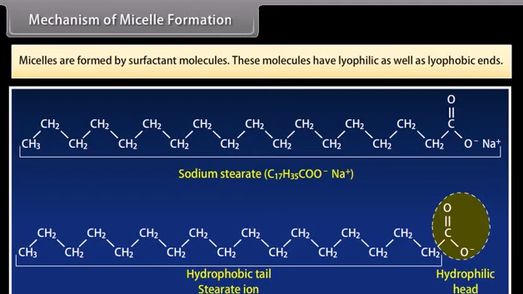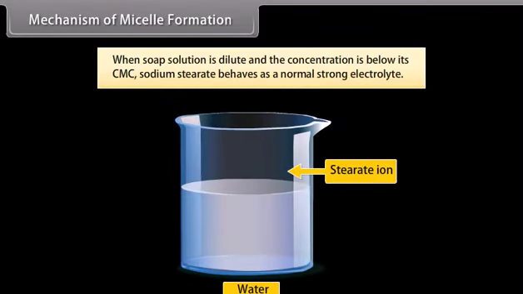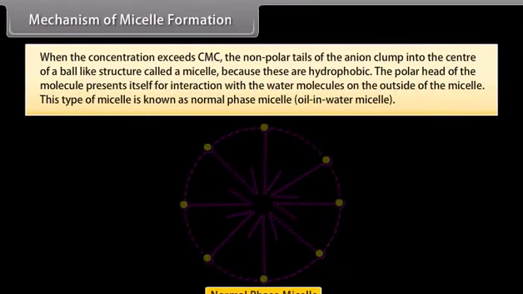For example, sodium stearate. When soap solution is dilute and the concentration is below its CMC, sodium stearate behaves as a normal strong electrolyte. When the concentration exceeds CMC, the non-polar tails of the anion clump into the center of a ball-like structure called a micelle because these are hydrophobic. The polar head of the molecule presents itself for interaction with the water molecules on the outside of the micelle. This type of micelle is known as normal phase micelle.